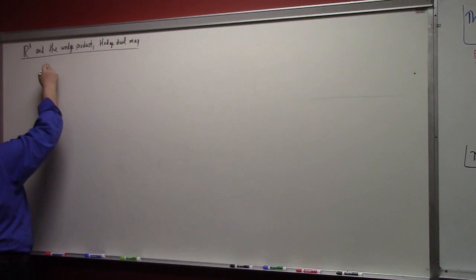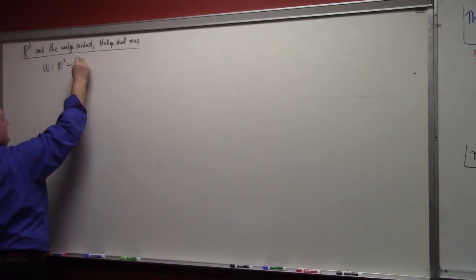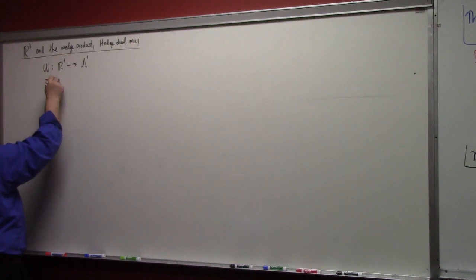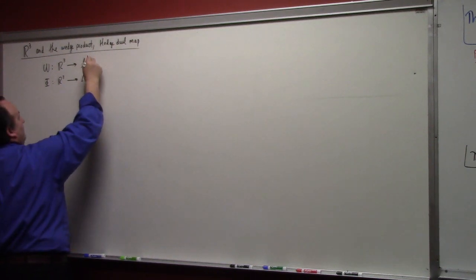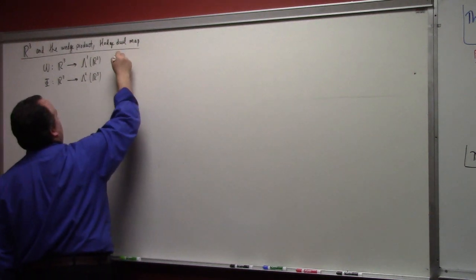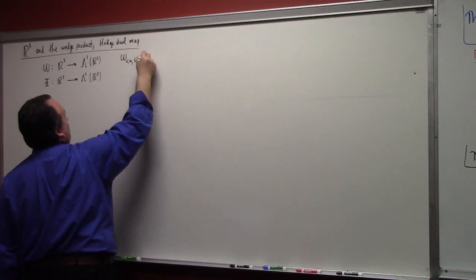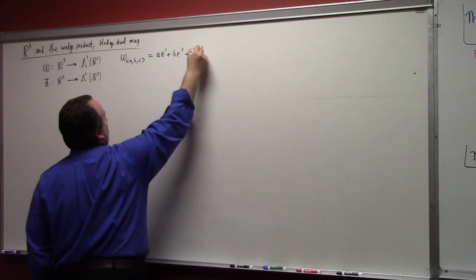All right, so start with, I have omega is a mapping from, let's say, R3 to lambda 1. And I have phi is a mapping from R3 to lambda 2 of R3, okay? And the mapping is just this. Omega of ABC is AE1 plus BE2 plus CE3.